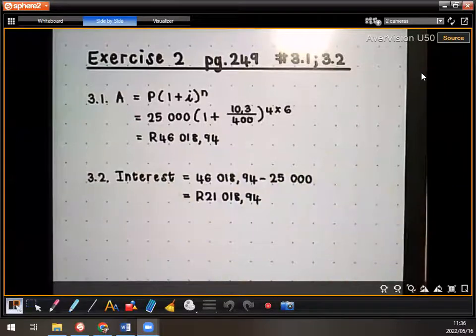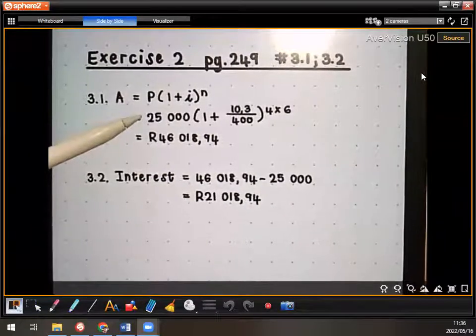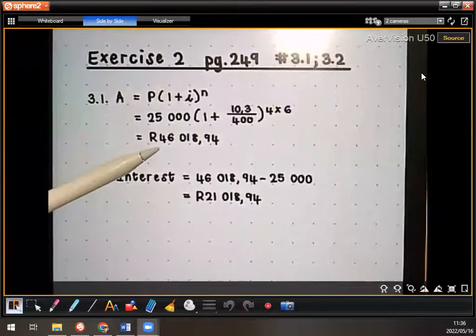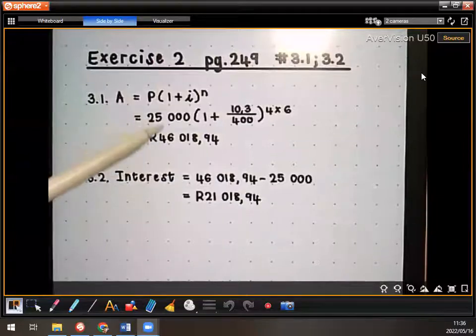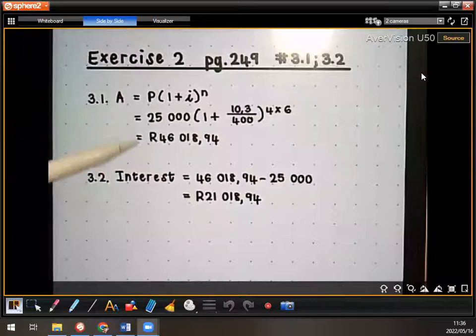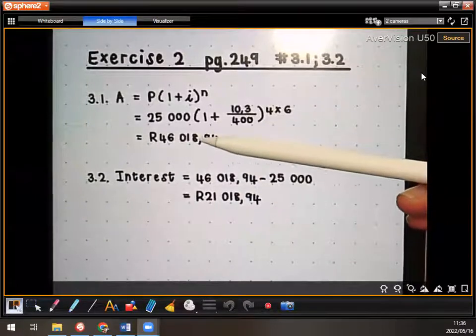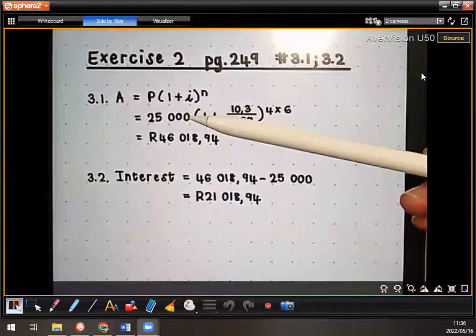Now, guys, if she invested 25,000 rand, did she invest more money? She just invested 25,000, right? And after 6 years, look how much money she can get out. The difference there between the 46,000 and the 25,000, that is all interest. So if they're asking for how much interest, you have to take your final amount minus your original amount.